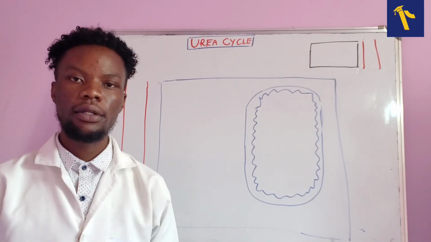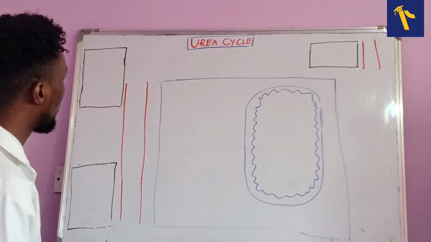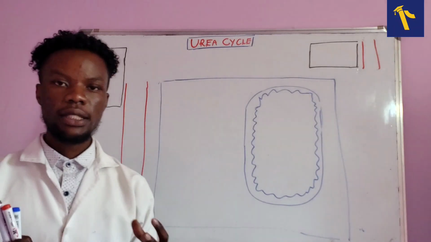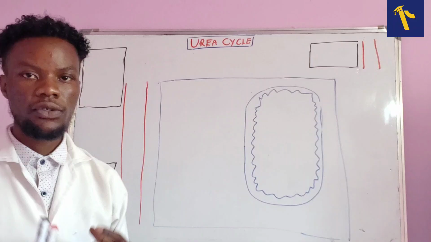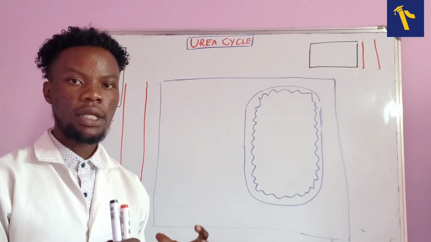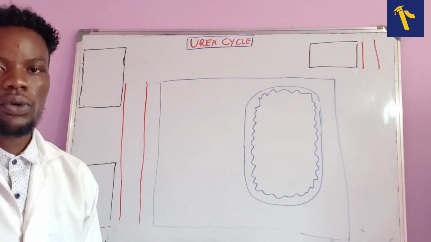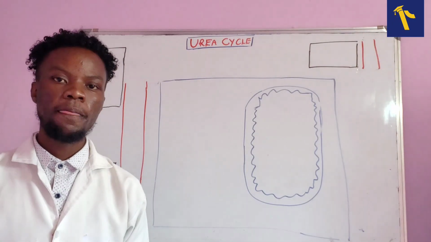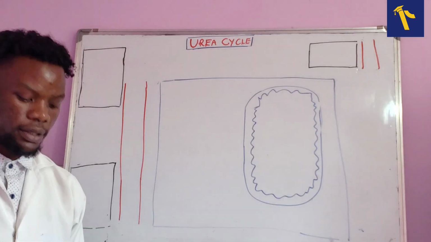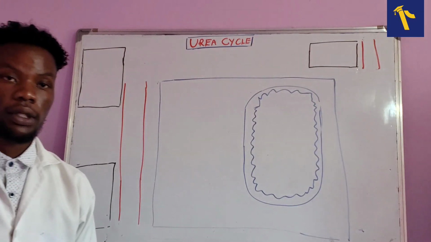Let us begin with the urea cycle. What is this urea cycle that we are talking about? The urea cycle is a cycle that is used to get rid of excess ammonia and convert it into a less toxic substance which we call urea, so that it can be excreted by the kidneys. So let us write what we're talking about.